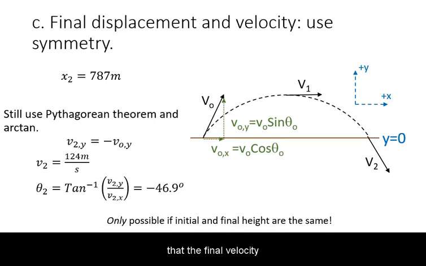Note that the final velocity is not the same as the initial velocity, nor can you just say it is the opposite of the initial velocity. Rather, only the vertical component of the final velocity is the opposite of the vertical component of the initial velocity. The magnitude of the final velocity will be the same, but the angle will be negative with respect to the horizontal compared to the initial angle.